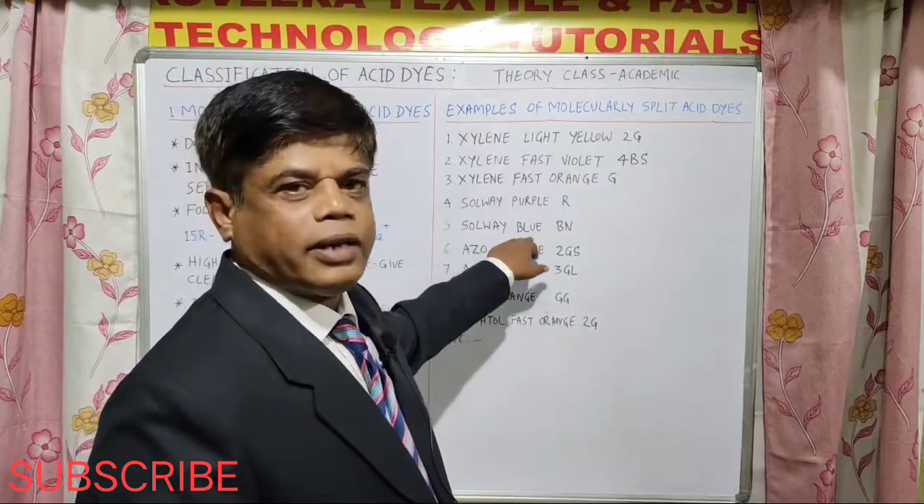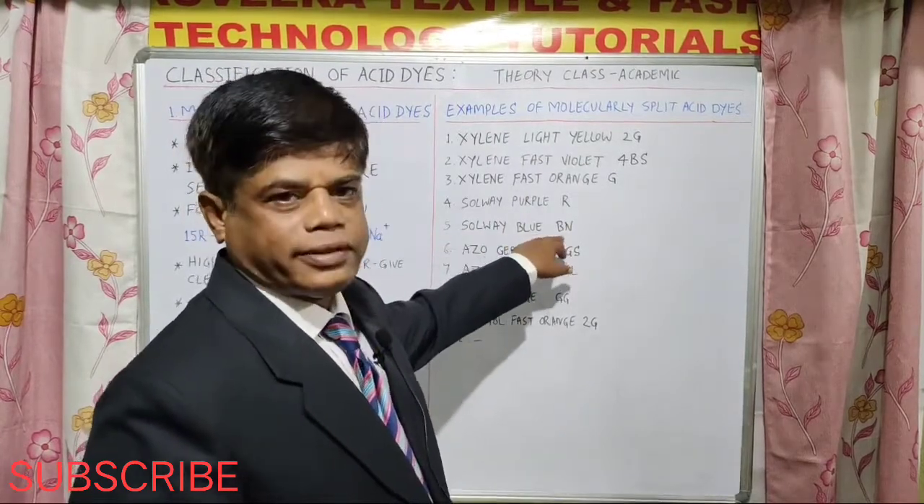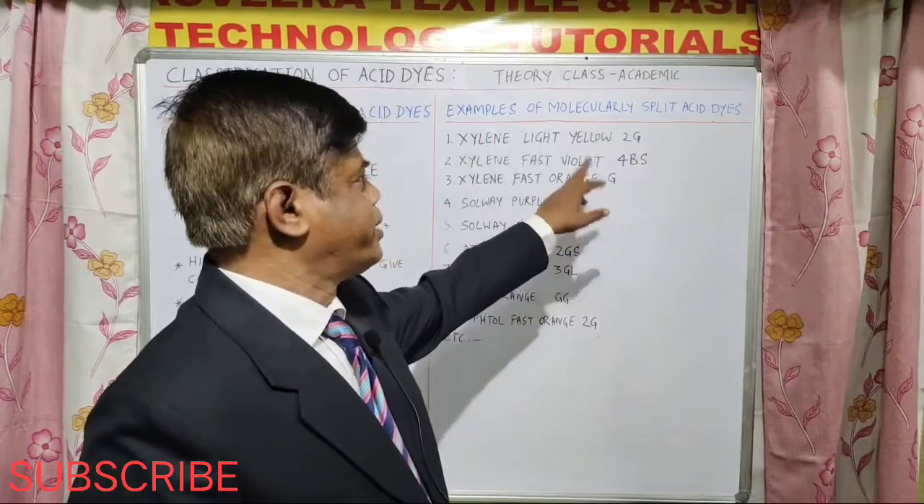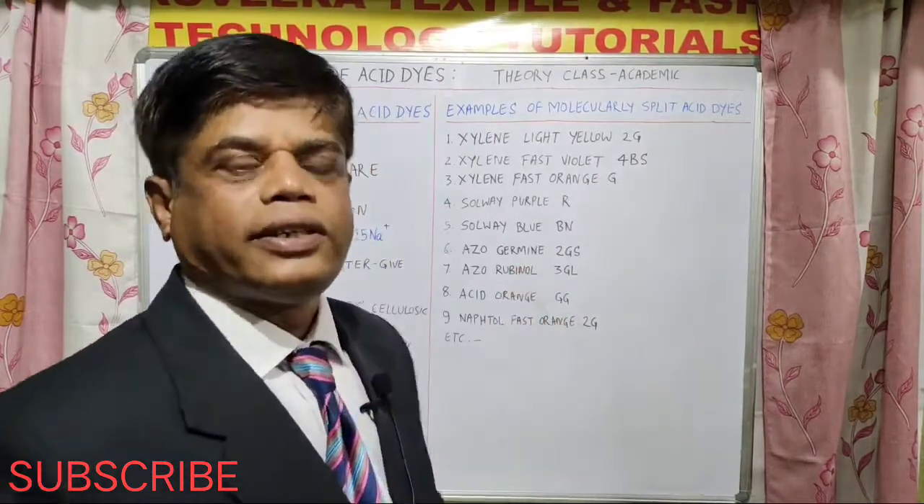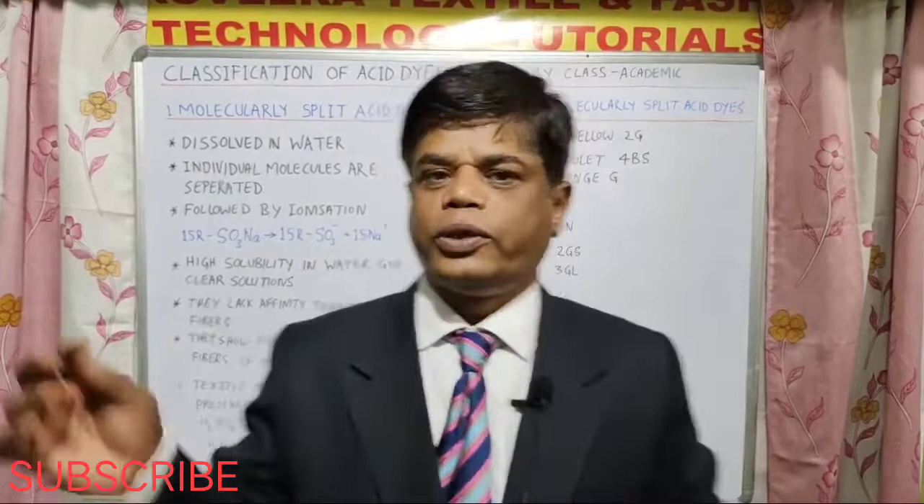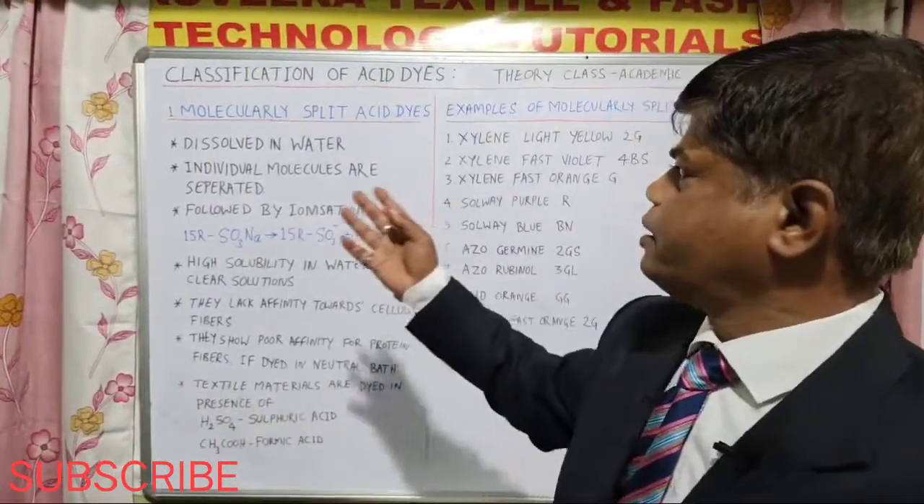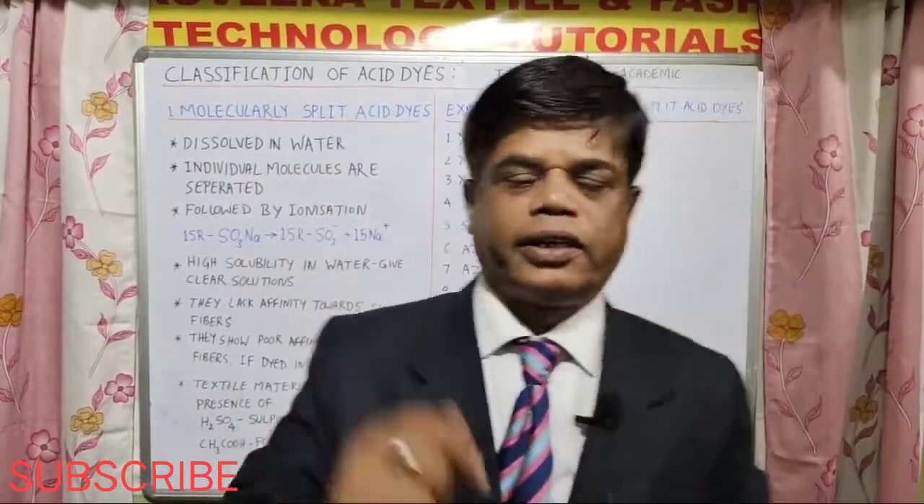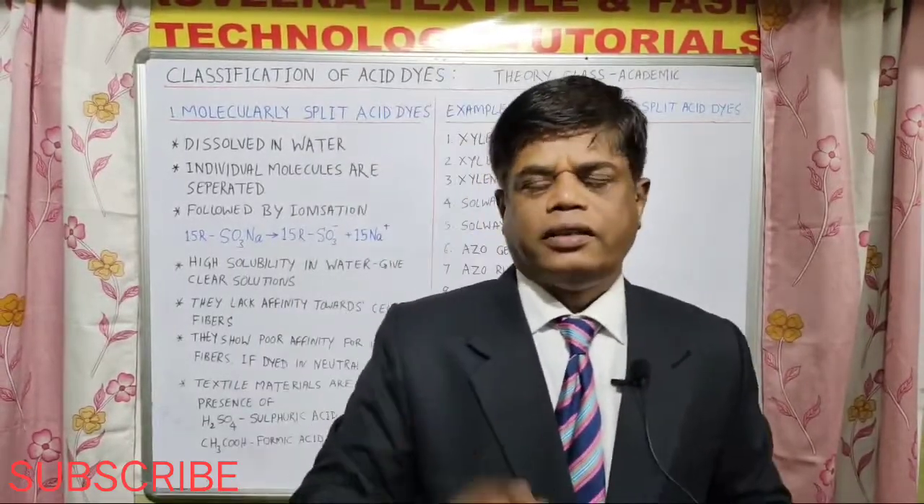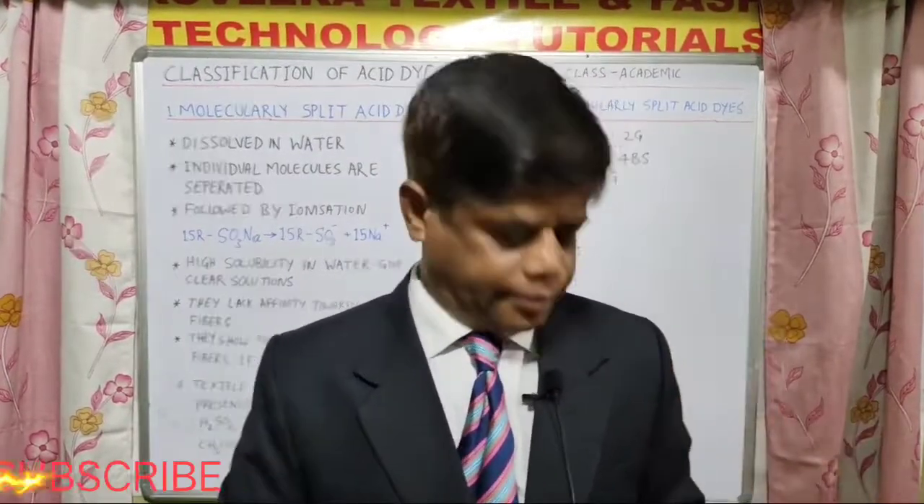and color, what color, yellow, blue, red will be there, and the symbol will be there: PN, R, G, 4BS, 2G. These are colors. Now you can search Google also. You put dyes available in the market, molecular split acid dyes available in the market. You can get the names, trade names. Okay friends, this is about the molecular split acid dyes.